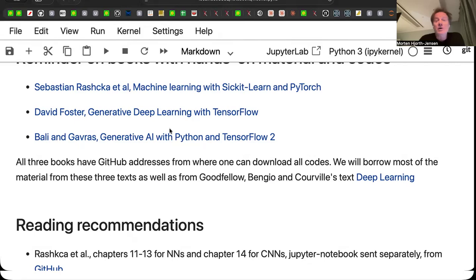And for many of the theoretical topics, both for discriminative methods and for generative methods, we are going to use Goodfellow, Bengio, and Courville's text. But when we come to generative methods, we are going to also add lots of our own notes, which will complement what these people actually have presented in their textbook.